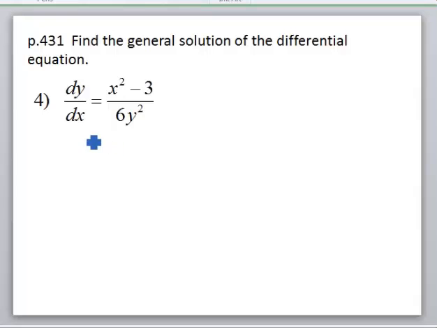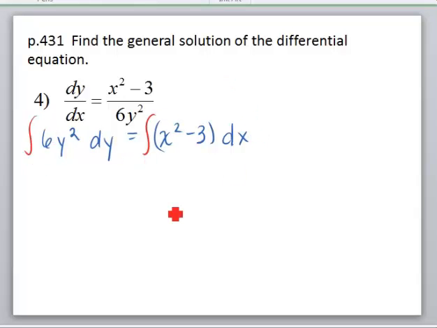As we've done on other problems, we are going to separate the variables. This one's easiest separated by just cross multiplying. So when I cross multiply, I have all my y's on one side and my x's on the other. I'm ready to integrate. You must show that separation of variables for the AP exam.